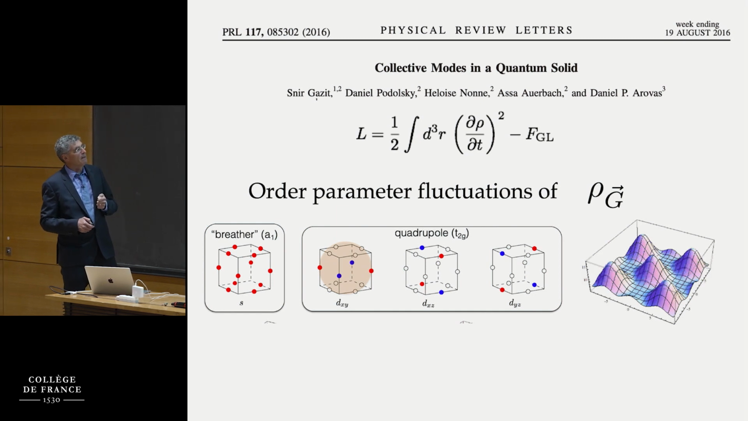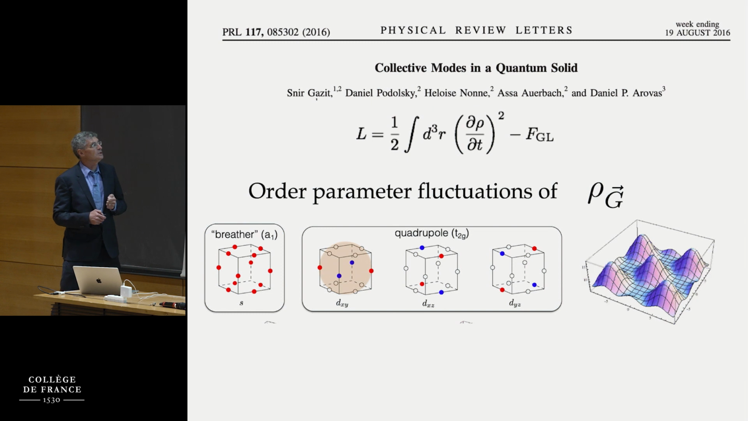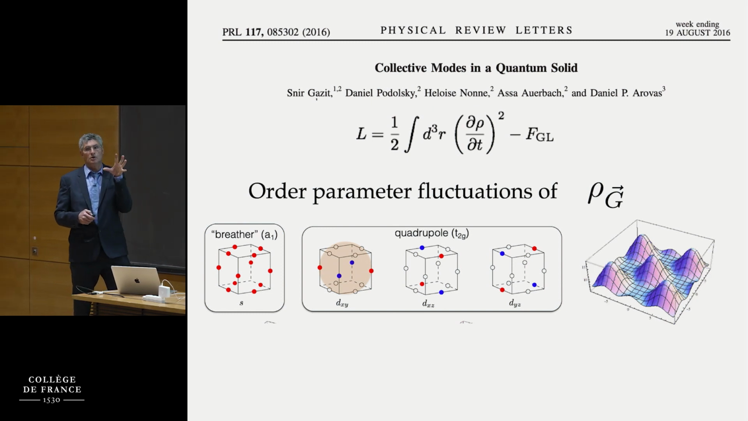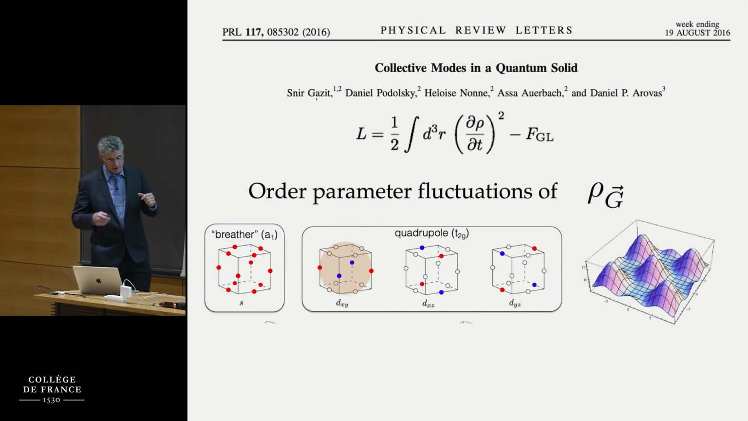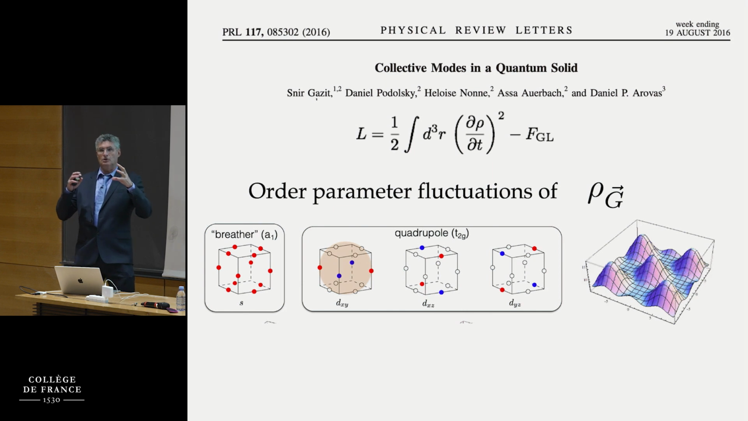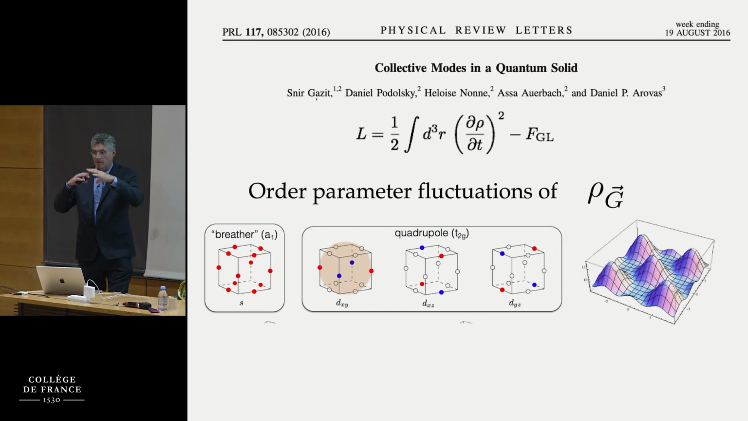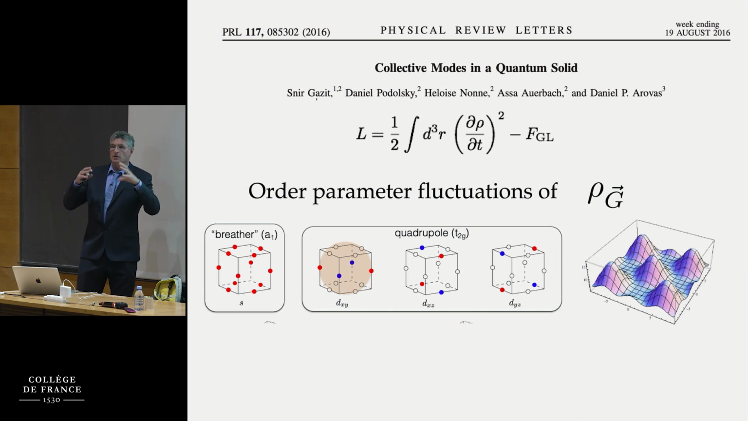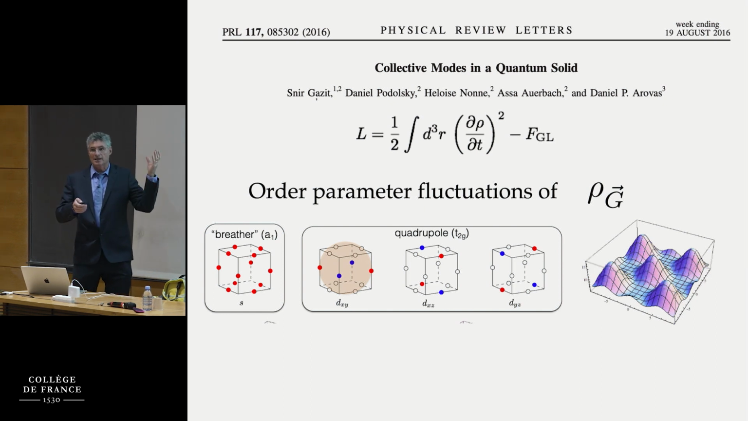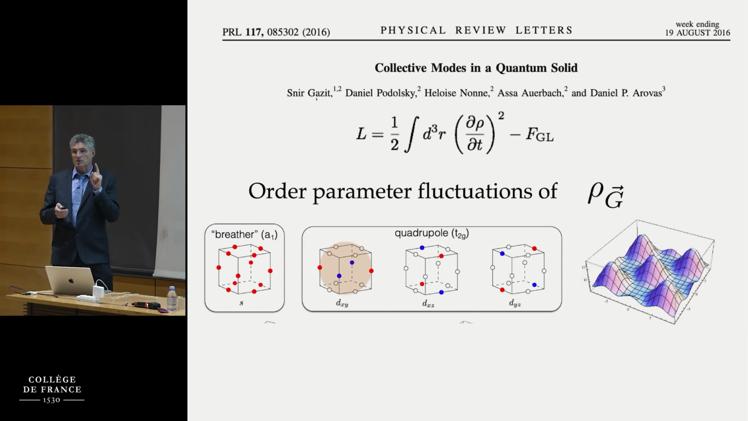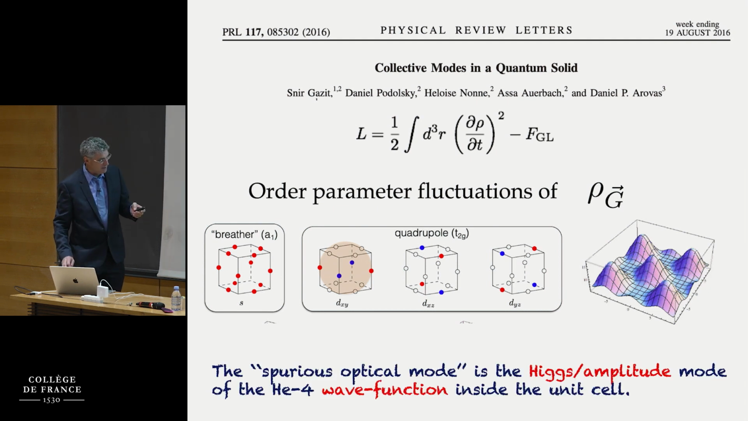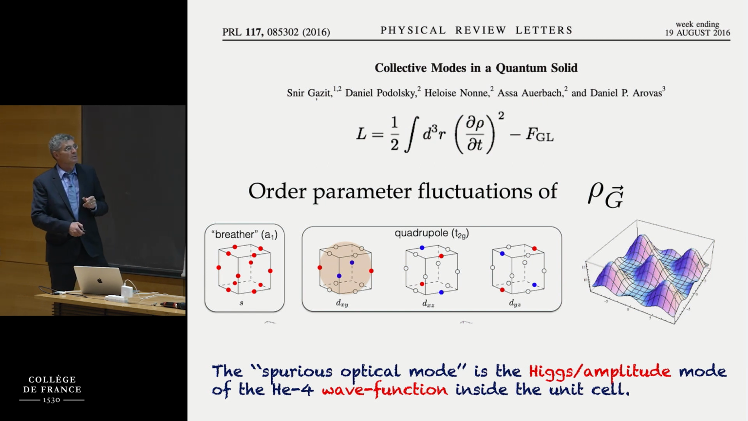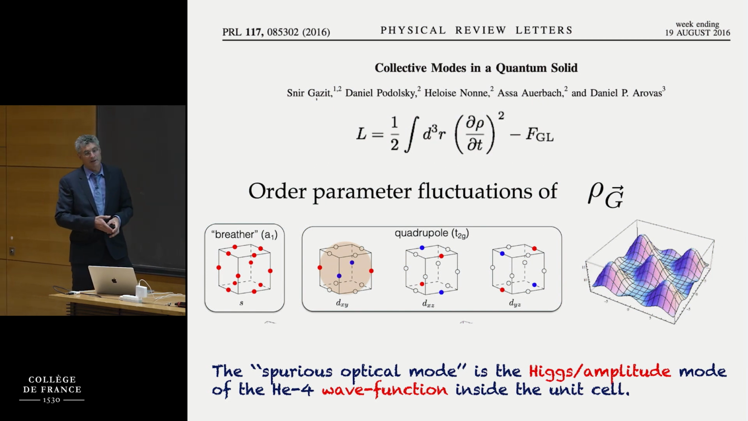But what we found is that it can also describe intra-unit cell oscillations when you take G to be non-zero. What does it mean? It means that inside the unit cell, one should think not of a particle, of a helium atom, but of a density that can have an amplitude fluctuation, like a charge density wave. And that is essentially a mode at Q equals 0, because it's the same in every unit cell, and it's massive. It has a finite frequency. So this spurious optical mode was actually a nice amplitude mode of a quantum solid, and that's what we claim.